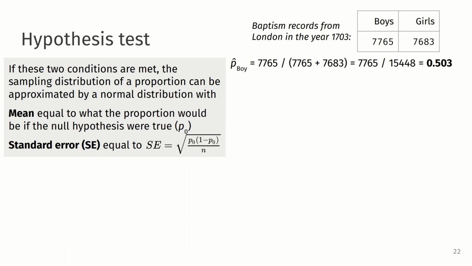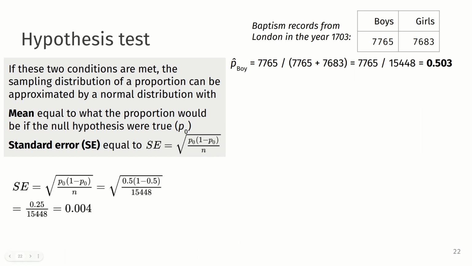So let's carry through the rest of our calculations here. This time our standard error is the square root of 0.5 times 1 minus 0.5 divided by 15,448, which gives us, in the end, 0.004 as our standard error. So again, this actually ends up being pretty similar to what we got last time, certainly up to 3 decimal places.